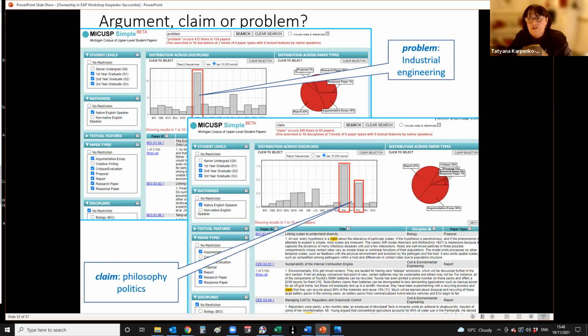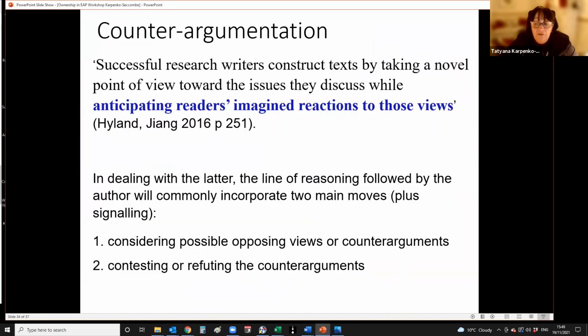Claim also is more common in the papers on philosophy and politics. And that may help students to frame their analysis, to frame their arguments, because I know that I may be, educated as a linguist, I talk about argument too much. I probably have to really give students the opportunity to choose what kind of argument it is. Maybe it is a problem-solution argument, which is more the case in sciences, and this is easily seen from this search.